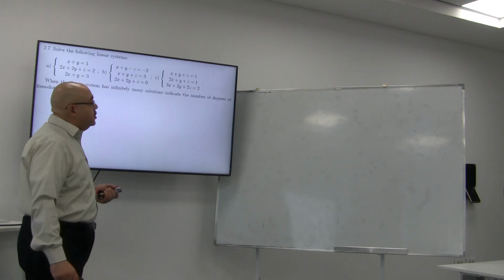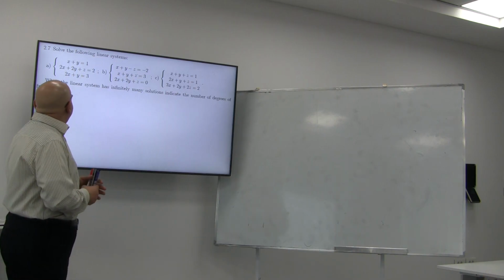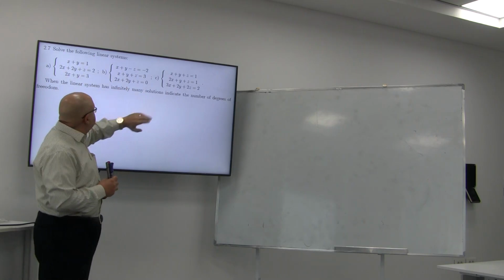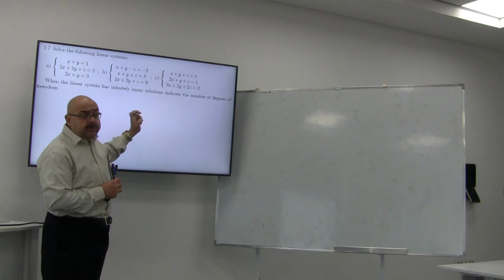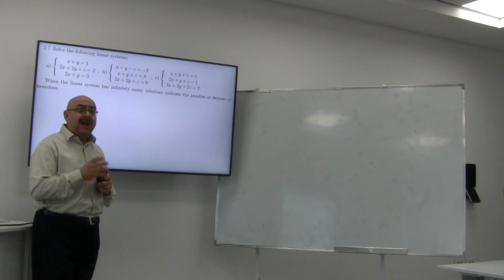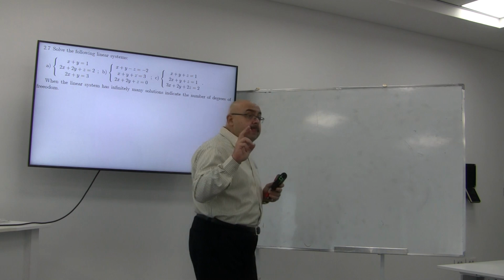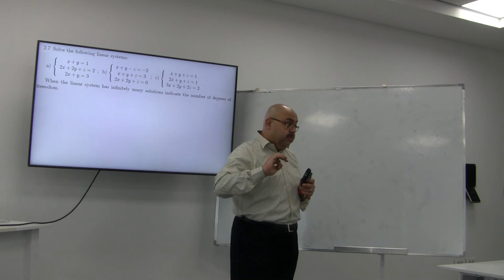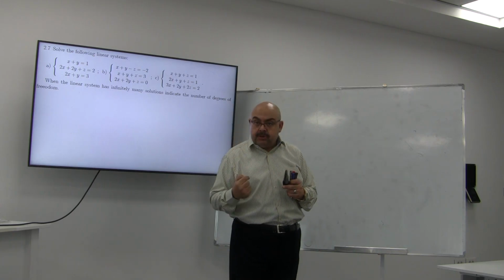This is on systems of equations, sheet 2. I gave you 3 systems. It says solve the following linear systems. This is the first, the second, the third. When the linear system has infinitely many solutions, indicate the number of degrees of freedom. Does anyone remember yesterday what I said the number of degrees of freedom means? It's the number of variables minus the rank, the difference between the rank and the number of variables.